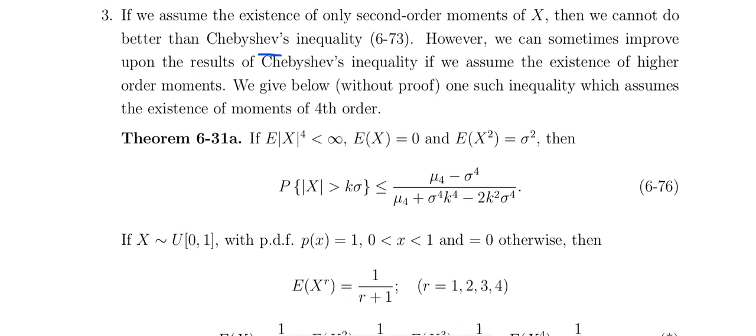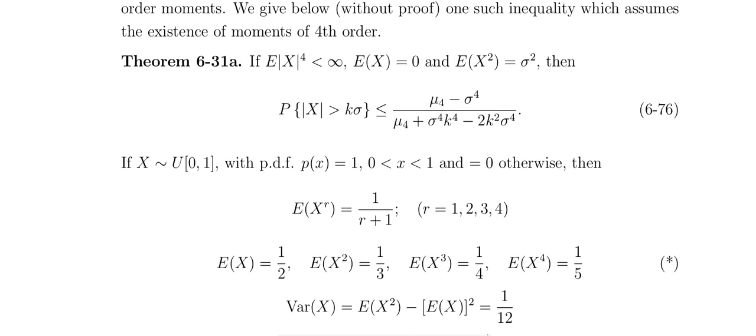That is, assume the existence of the moments of fourth order, so E of mod x power 4 exists. That is, E of x equal to 0, E of x square equal to sigma square, and the probability of mod x greater than k sigma is less than or equal to, that is the idea for the fourth order moments. Okay.